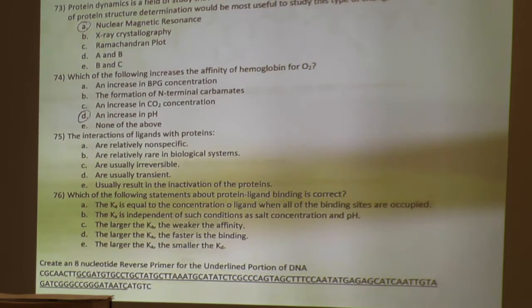So, 75. The interactions of ligands with proteins are what? It is D. They're usually transient.